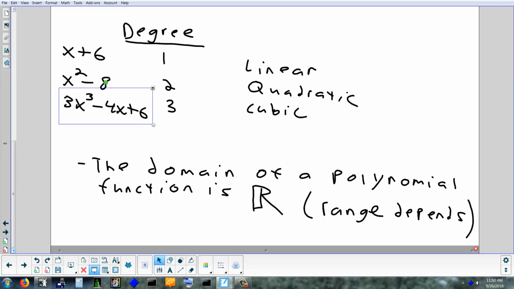The range depends. Some polynomials go up and down forever. Some polynomials, like parabolas, only go up forever or down forever if you flip it. So the range depends. But the domain is all real numbers.